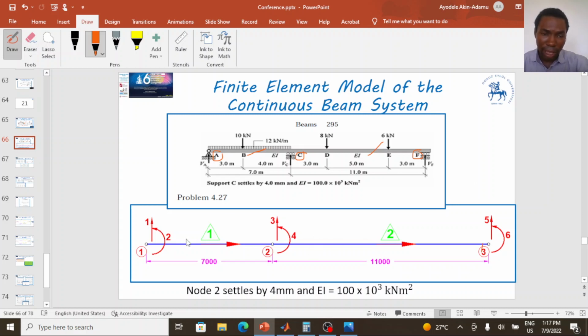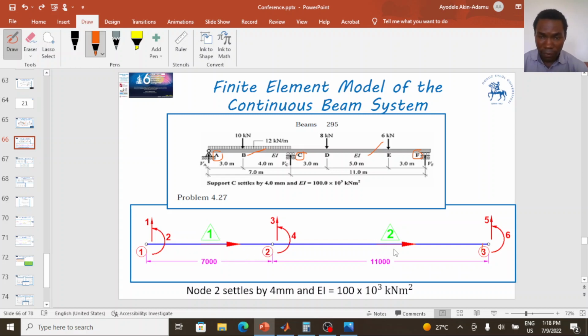So that is what I have here. You can see the finite element model. It has 2 components. The green labeling with triangle denotes my element numbering. So this is element 1. This is element 2. Element 2 is between node 2 and node 3. Element 1 is between node 1 and node 2.